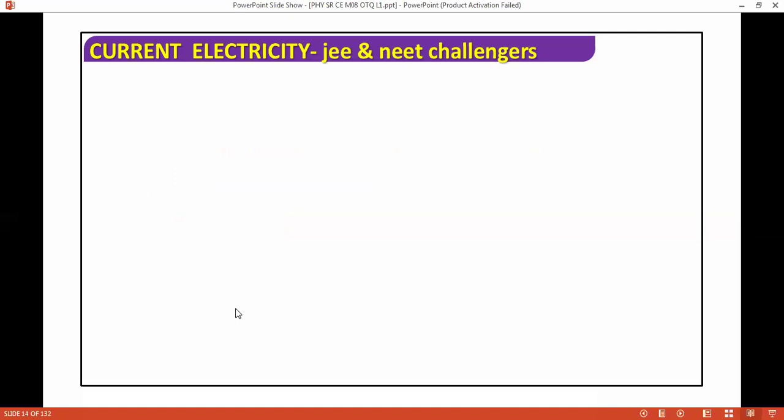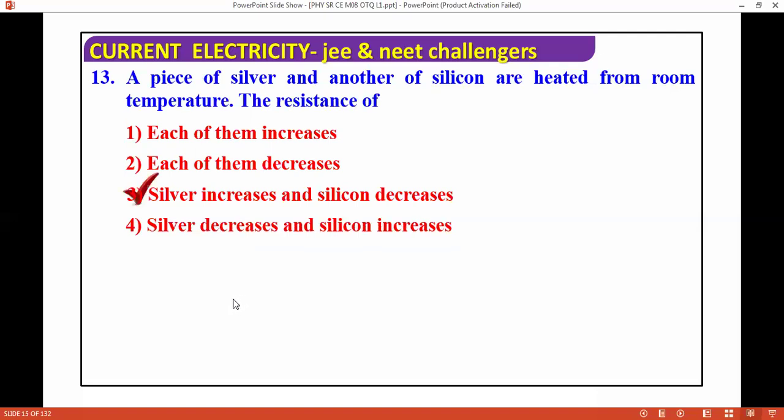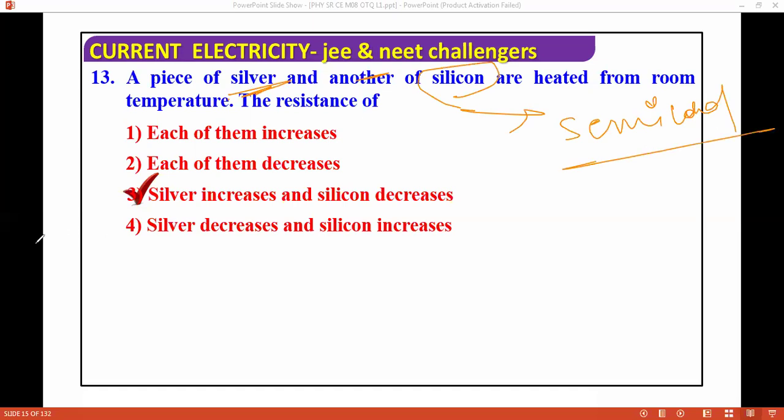Next question: a piece of silver and another of silicon are heated from room temperature. The resistance of. This is again a factual question. We have silver and silicon. Obviously silicon is a semiconductor. Keep this concept in your brain. Silicon is a semiconductor, so apply all the concepts you know for semiconductors, and you will get the answer.